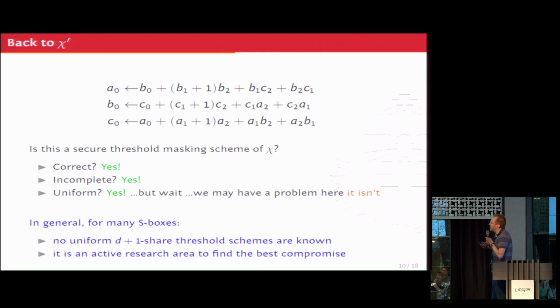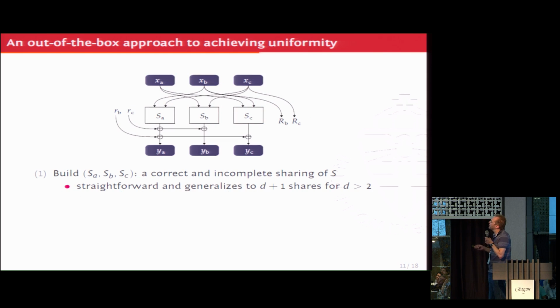In fact, there are many S-boxes of degree D for which no uniform D+1 shared threshold scheme is known. So that became an active research area, and many papers appeared, saying we got a new way to do it, and we're getting closer. A lot of publications came from that. Then we set out to try to fix this problem.